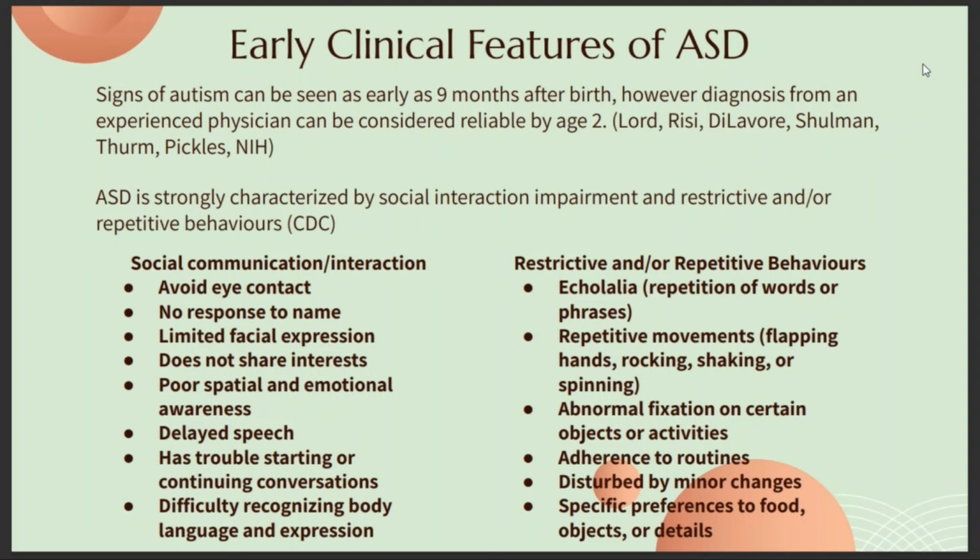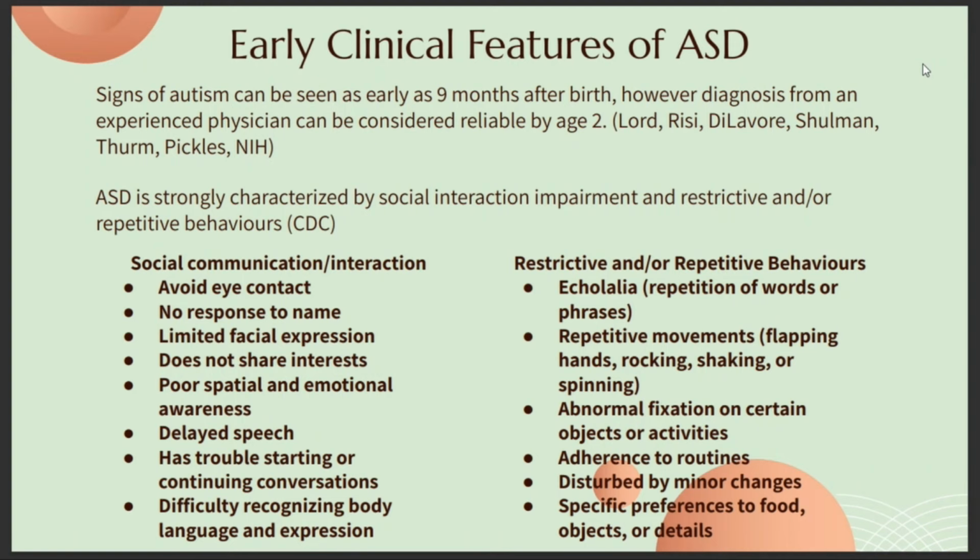There is social communication interaction, and there is restrictive or repetitive behavior. For social communication, like I mentioned before, there is avoidance of eye contact and no response to their name. This is seen in slightly older children, like a year or 18 months. They show limited facial expression and no interest in the surroundings. Their speech is delayed, there's trouble starting or continuing a conversation, and difficulty recognizing body language and expression.